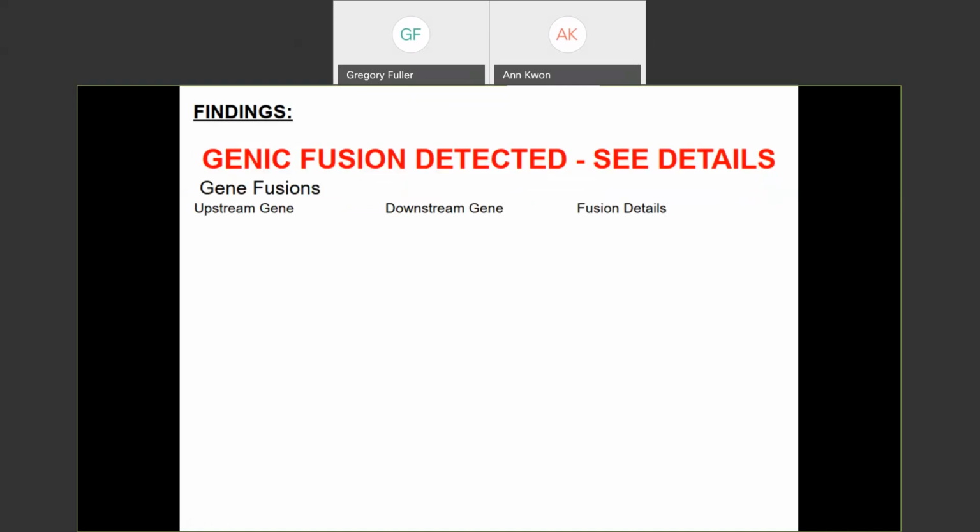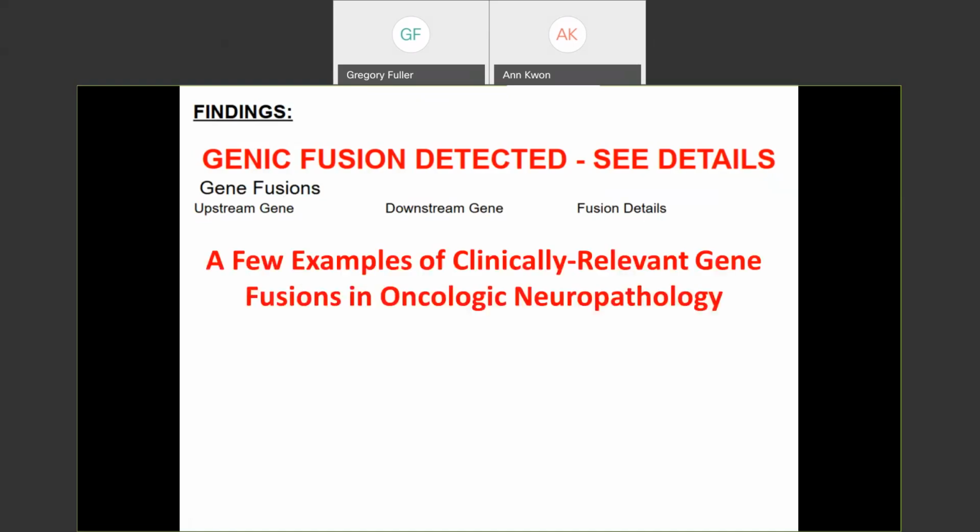There's also a fusion. Now, here's the way the fusions are reported out. Usually, with a fusion, obviously, it's two genes. So you have the upstream gene and the downstream gene, all right? And then the fusion details, exactly what's going on. Let's look at some examples of upstream, downstream fusion details. What are some other examples of clinically relevant fusions in oncologic neuropathology? Obviously, in soft tissue sarcoma, fusions are huge, and that's a wonderful world. But we have a few of our own in neuro-oncology. Let's look at a few.